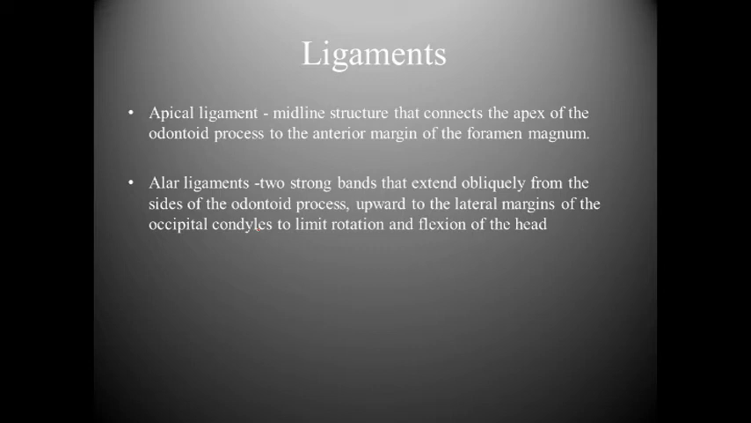The alar ligaments are 2 strong bands that extend obliquely from the sides of the odontoid process upward to the lateral margins of the occipital condyles to limit rotation and flexion of the head. Have you ever wondered why you can't turn your head 360 degrees around and things like that?